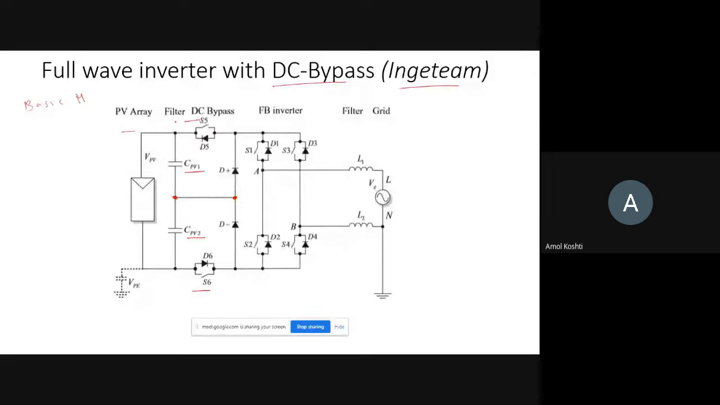So here, again, this is the PV array system. This capacitor is nothing but a filter. Here they have named these switches, S5 and S6, as DC bypass switches. And here it is a full bridge inverter, and then we have filters, that's L, and this is the grid. So again, full wave inverter with DC bypass.